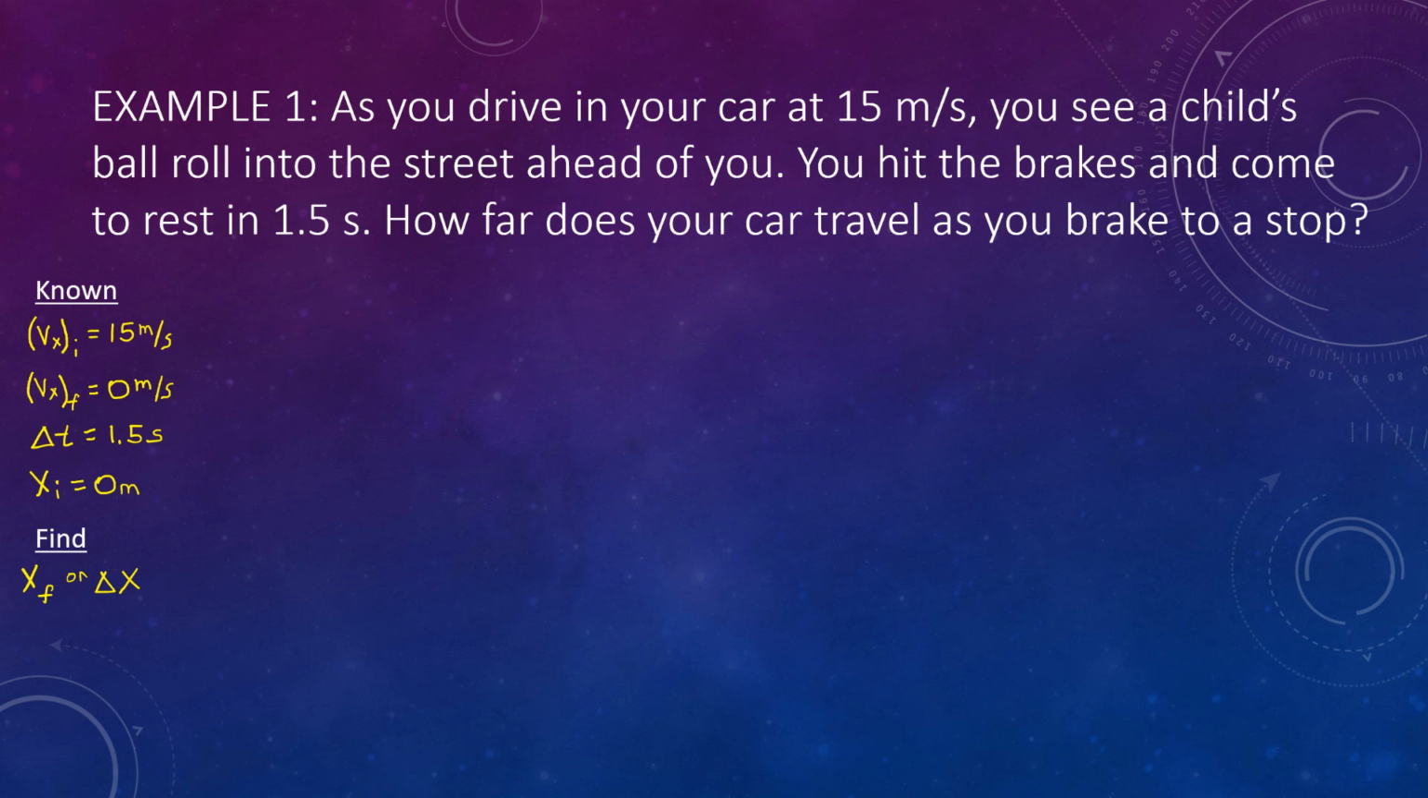Again, remember, delta x means final minus initial. Well, our initial position is 0. So delta x is technically just x final minus 0, so it's really the same thing here. So I'm just trying to make it clear that either of these are acceptable to find. It is the same thing.